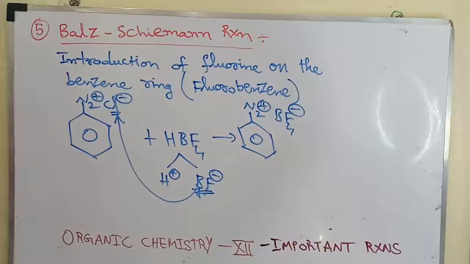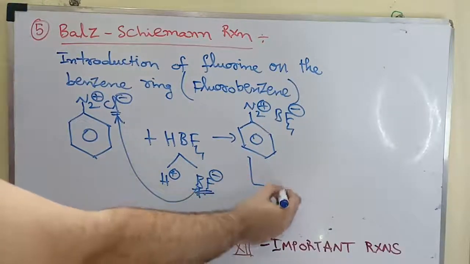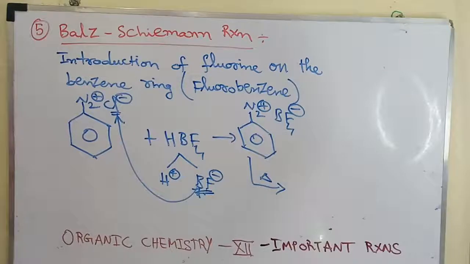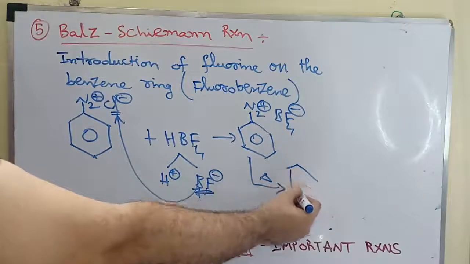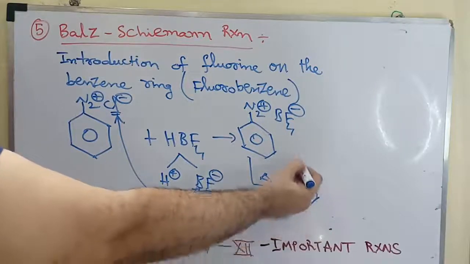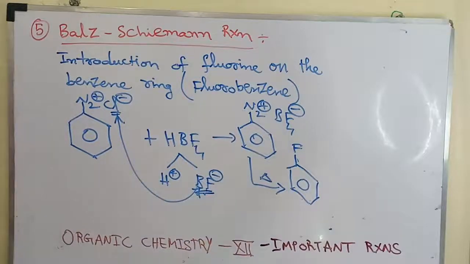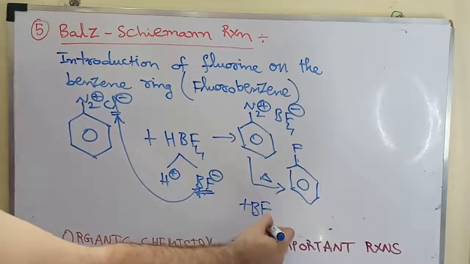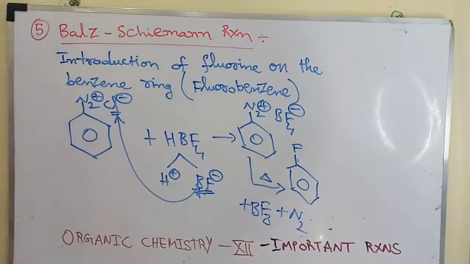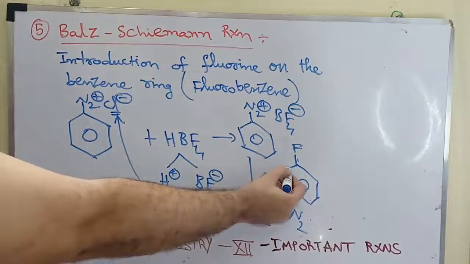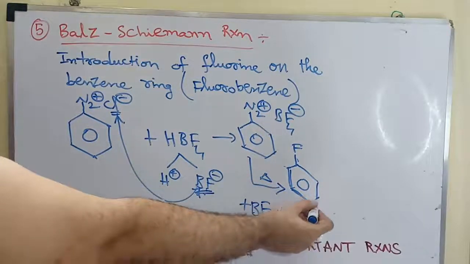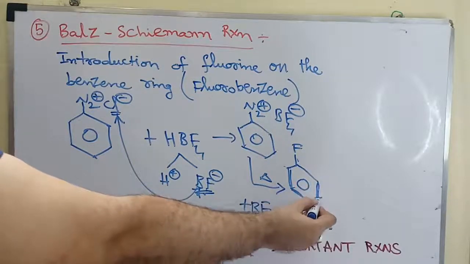After that, we heat this product. After heating, what we get is the substitution of fluorine on the benzene ring, along with products like BF3 and N2, that is, boron trifluoride and nitrogen, which come out. And what we got is the substitution of fluorine on the benzene ring.